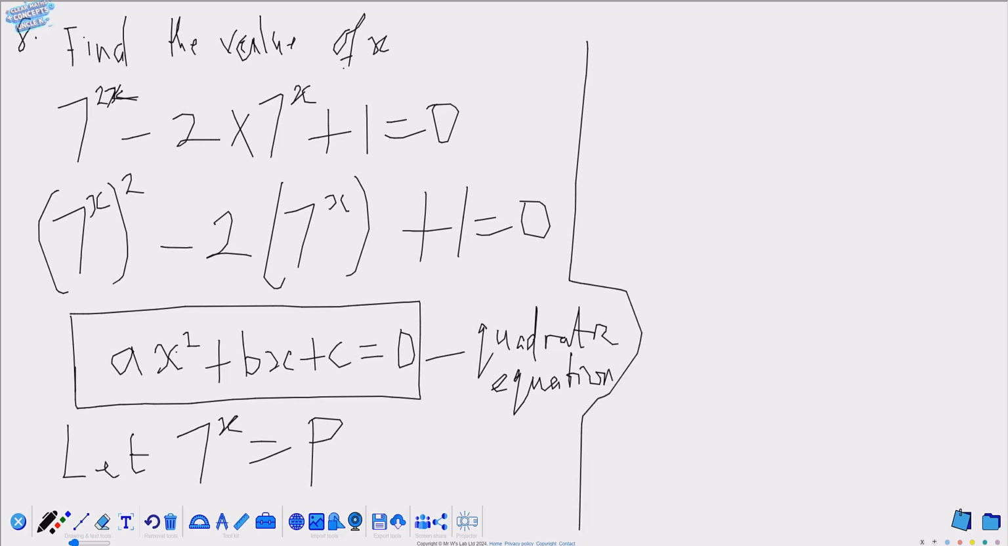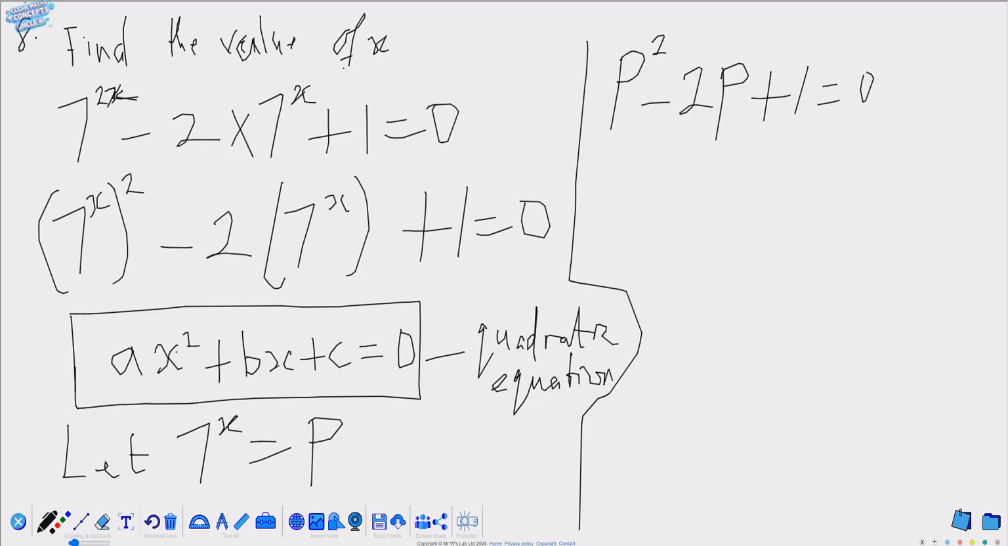So this equation right here will become p raised to power of 2 minus 2p plus 1 equals 0. Okay, so we can solve it using the quadratic formula.